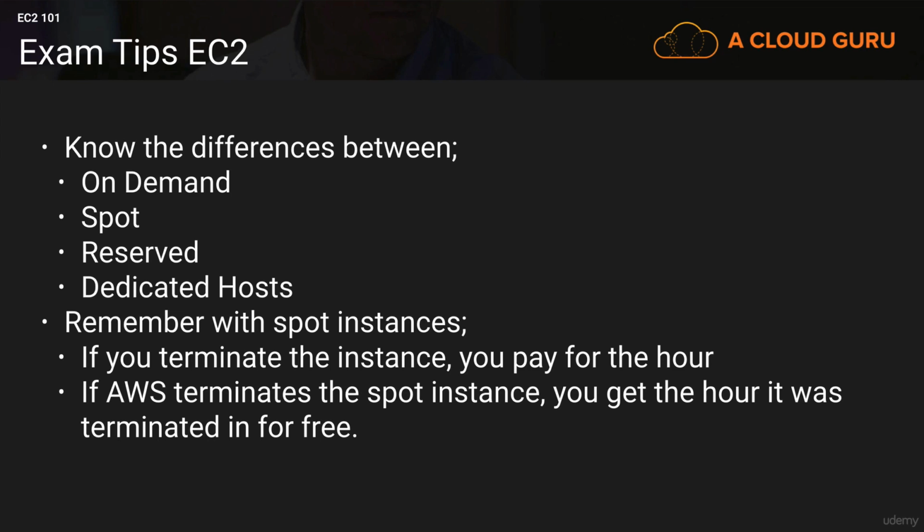However, if AWS terminates the spot instance because the spot price has gone above the bid price, so the spot price has gone above what you're willing to pay, you're going to get the hour in which it was terminated for free. And again, it's really important that you remember those two different models with spot instances, because you're going to get different scenarios and they're going to ask you how much compute time you pay for. And then finally, moving on to EBS.